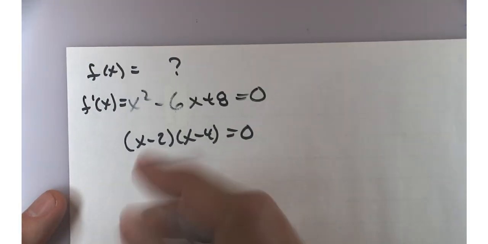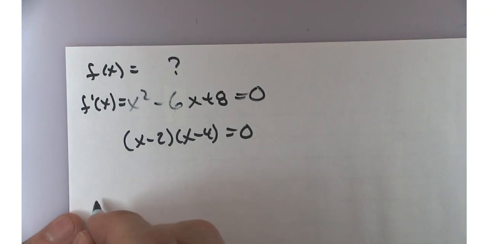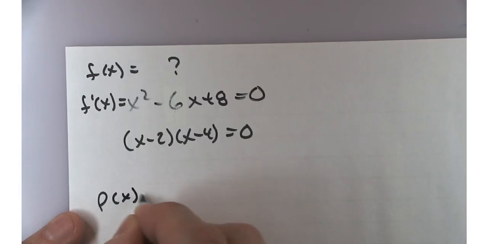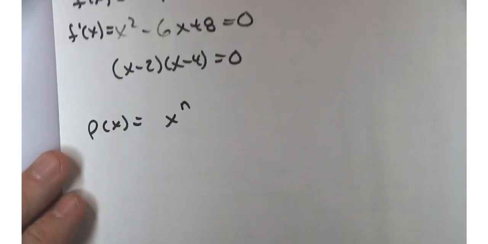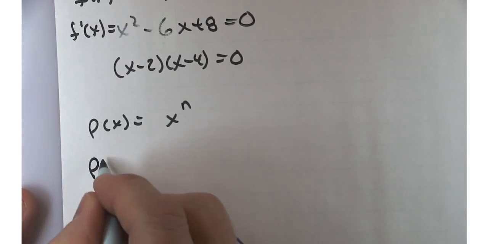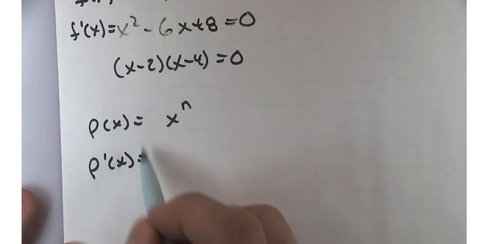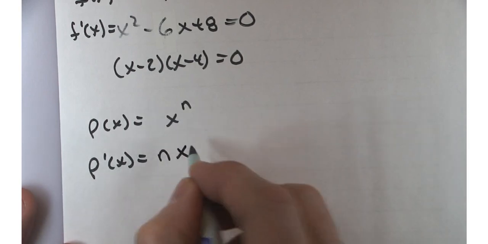Now, to do this, let's first take a look at what happens when I have a polynomial, say p of x equals x to the n. I'm just going to differentiate that one term. P prime of x, well, let's see. The n comes down, and then what else?